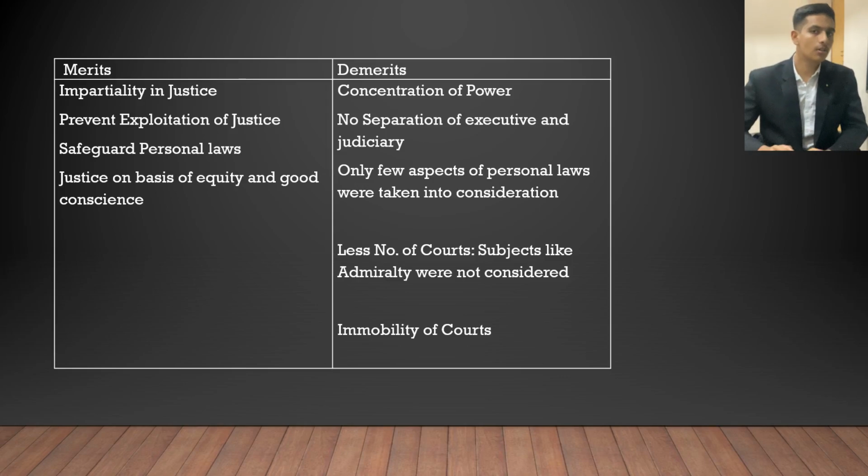What are the demerits of this Adalat system? Concentration of power, the same point we have seen again. The Governor General and Council have the most amount of power, and there are collectors as well. There is no separation of executive and judiciary. Collectors have all the rights, they can do anything they want. The Governor and Council can take any decision that they want. There is no authority of any court to judge them.